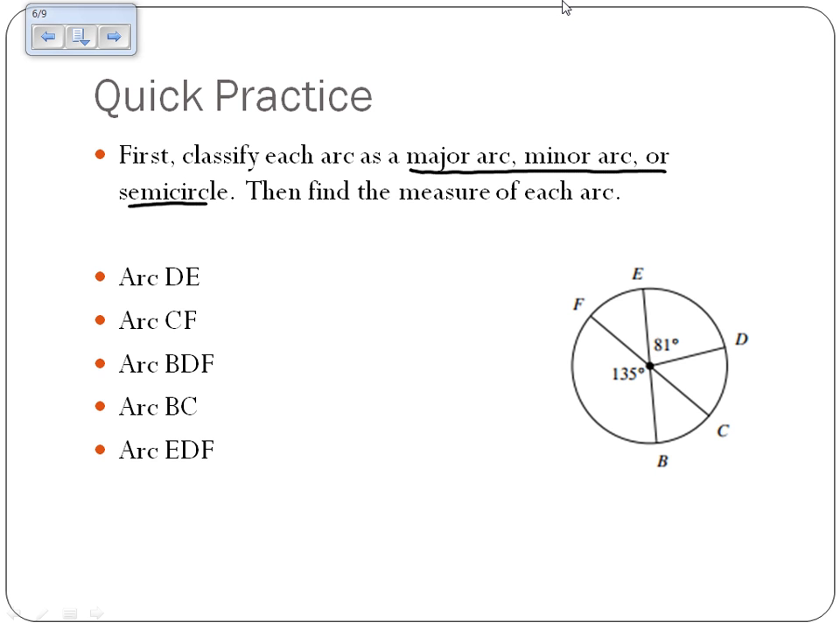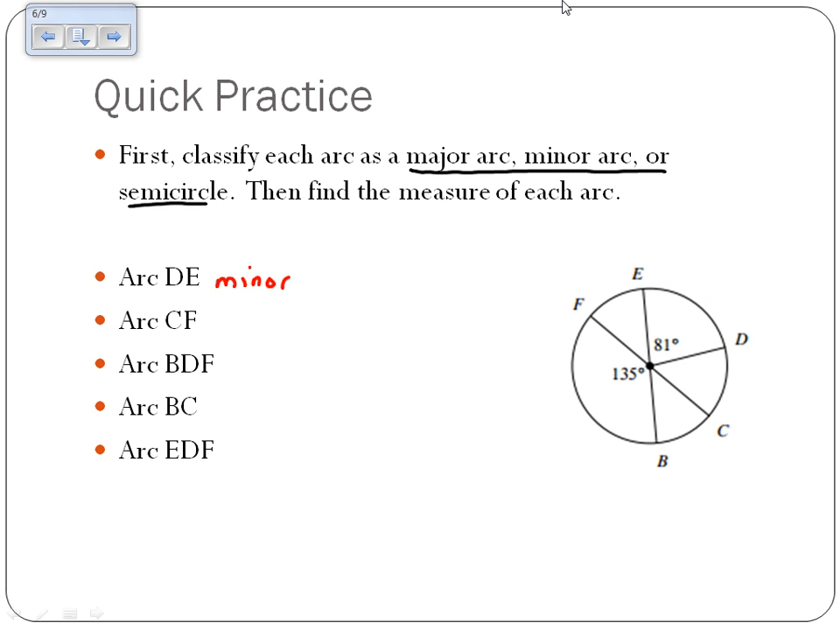So, arc DE. Major, minor, semicircle. Raise your hands, please. Devon. So a semicircle is formed by half a circle. Where is DE? There's DE. Is that major? So it's bigger than half a circle? Is it minor? Minor. So DE is going to be minor.